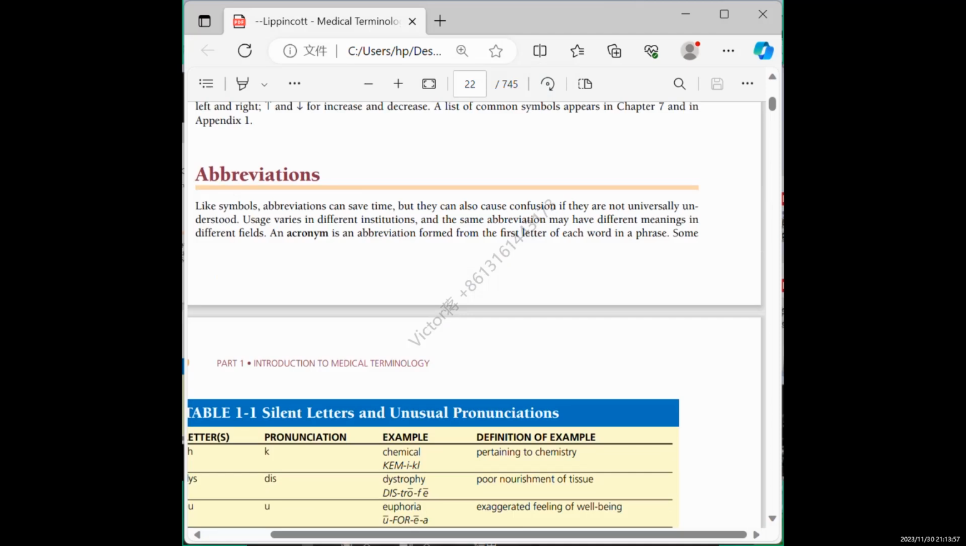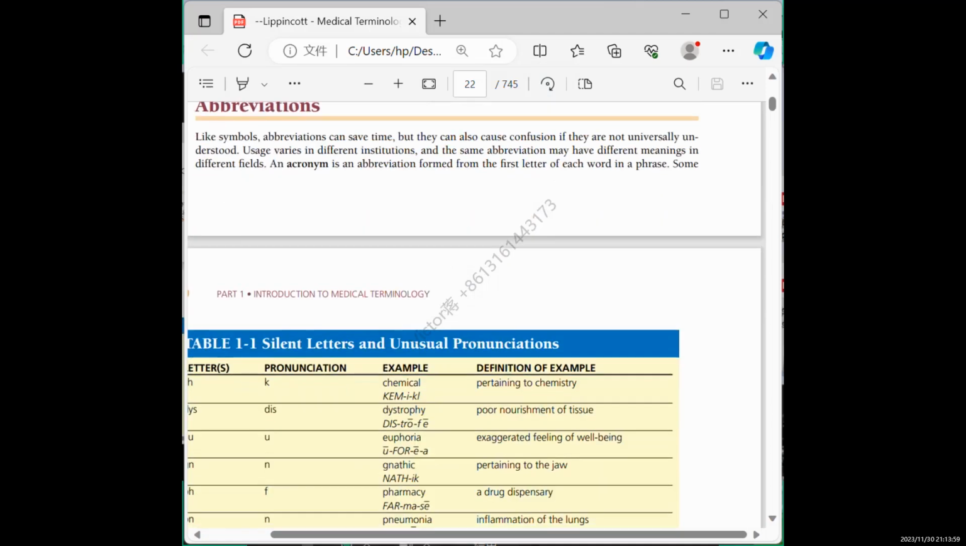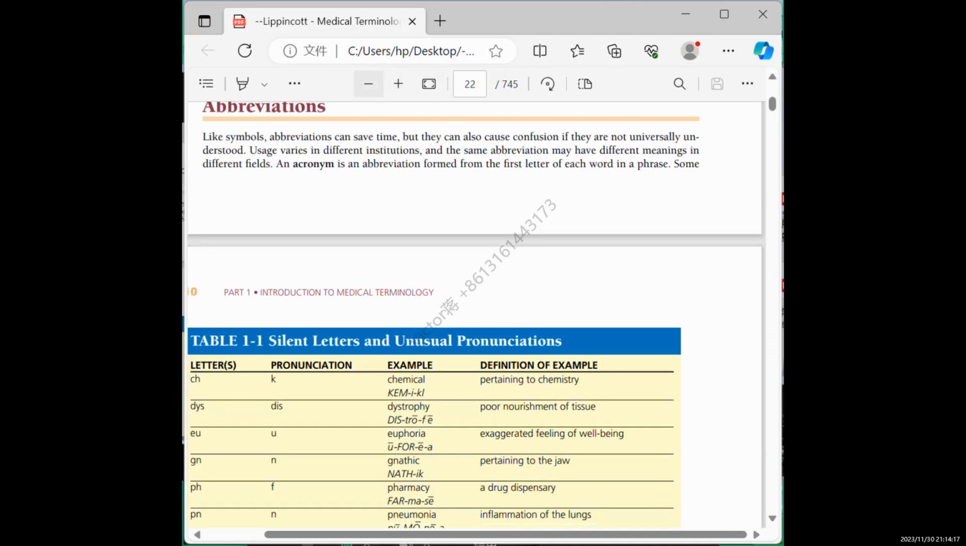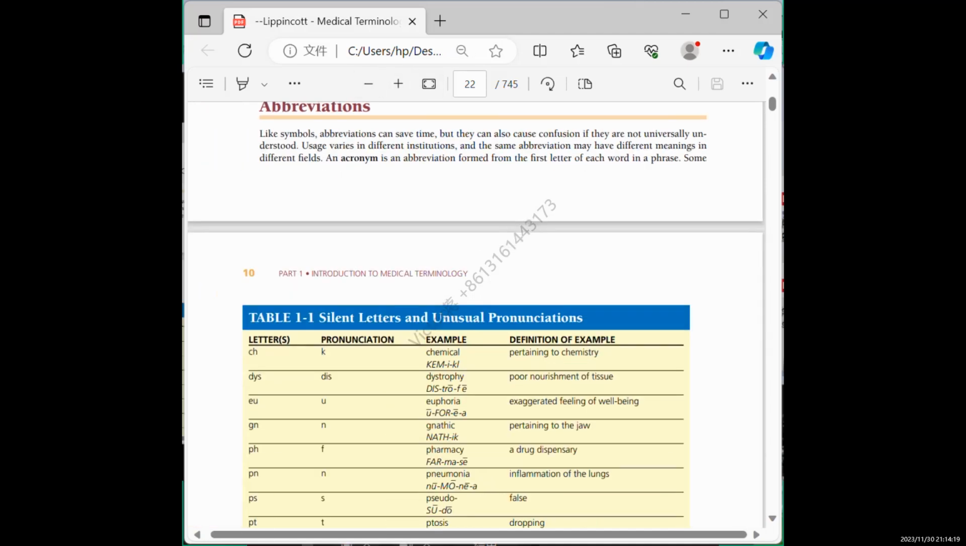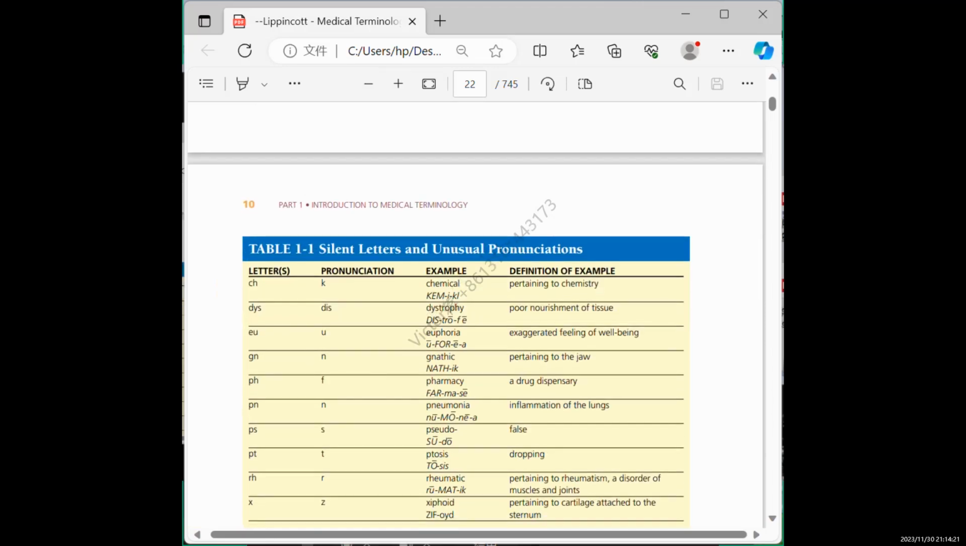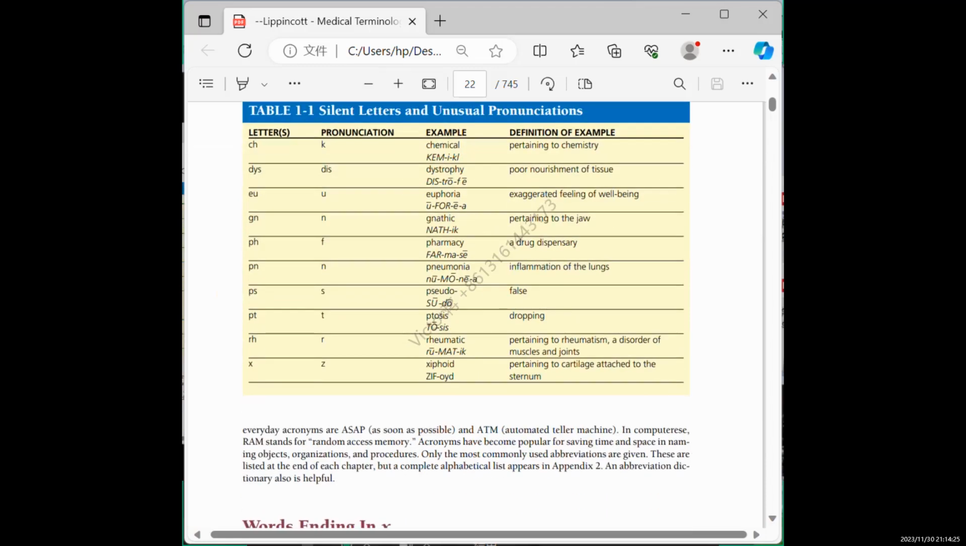In medicine, there are a lot of abbreviations. I'm sure that you already know some, like CT, MRI, OR, a lot of abbreviations. Okay, I will make it smaller. Okay, here, Table 1, silent letters and unusual pronunciation, you can see.